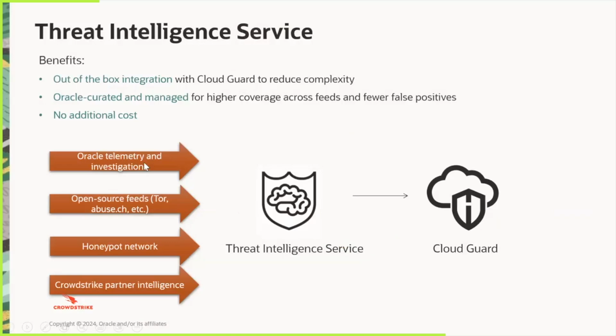So we also have a service called the threat intelligence service that is natively integrated with Cloud Guard in OCI. This threat intelligence service basically gets the feed of suspicious IP addresses from third-party data from partner commercial feeds like CrowdStrike, and trusted open source feeds like abuse.ch and Tor exit relays. So it gets feeds from all of these different services, that are fed into the threat intelligence service, and that information is also fed into Cloud Guard.